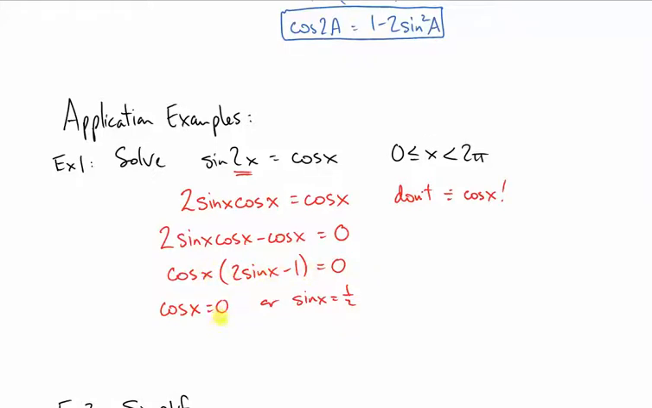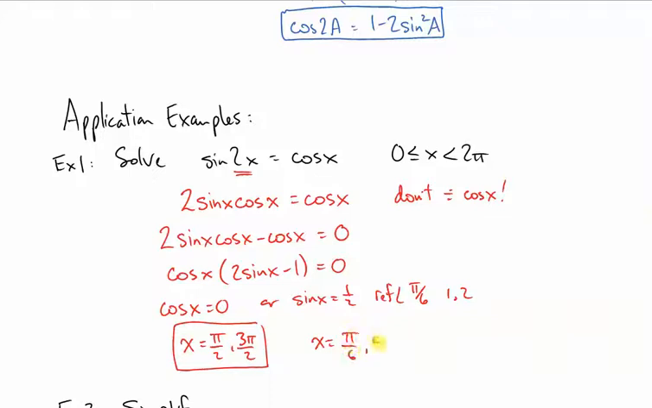This is quadrantal. The roots are going to be pi by 2 and 3 pi by 2 on the y-axis. This is a special angle with a reference angle. Alright, the reference angle is pi by 6, and I'm in quadrants 1 and 2. So in this case, x is pi by 6, or 5 pi by 6.